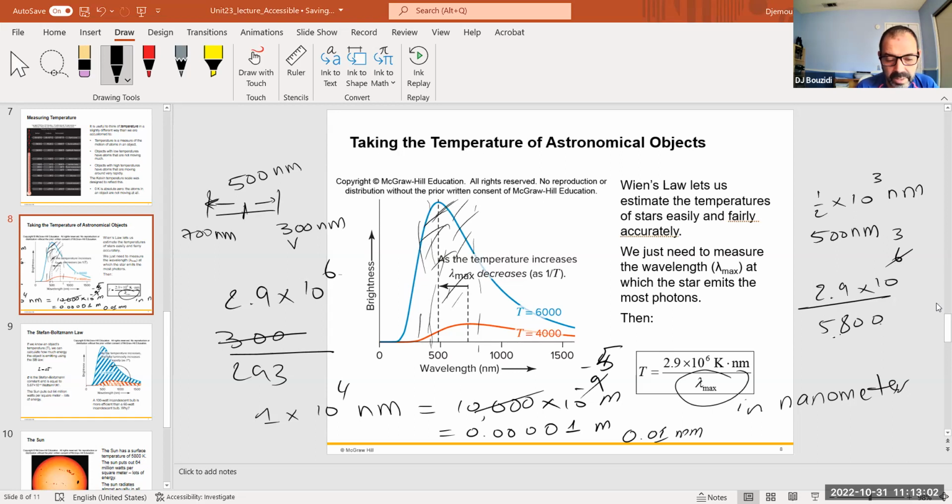So that is basically, obviously, the spectrum here is slightly less than 500 nanometers, because this temperature is 6,000 Kelvin, slightly more than the temperature of the sun. So it's slightly shorter than the sun. So this is Wien's law, okay?